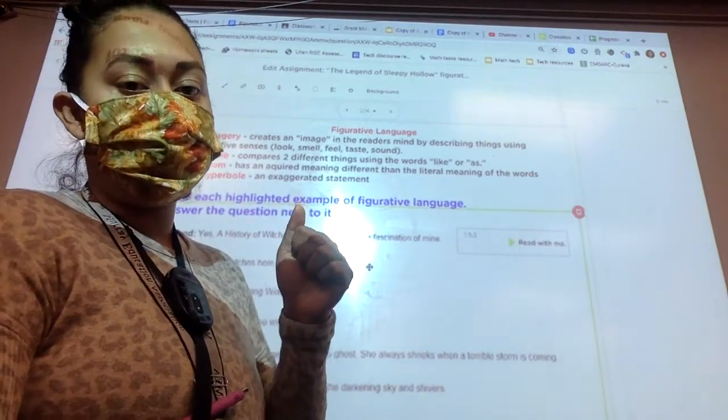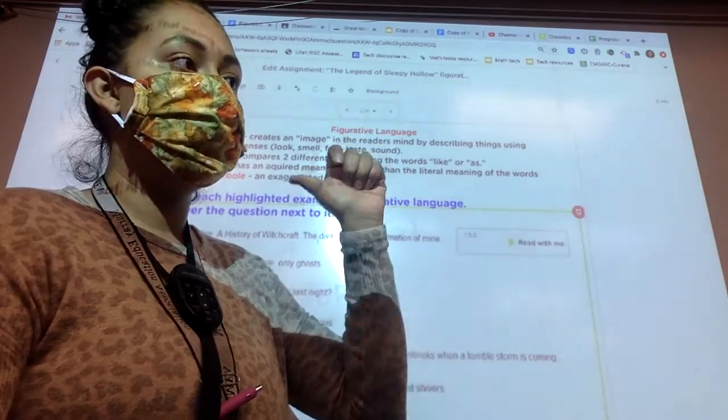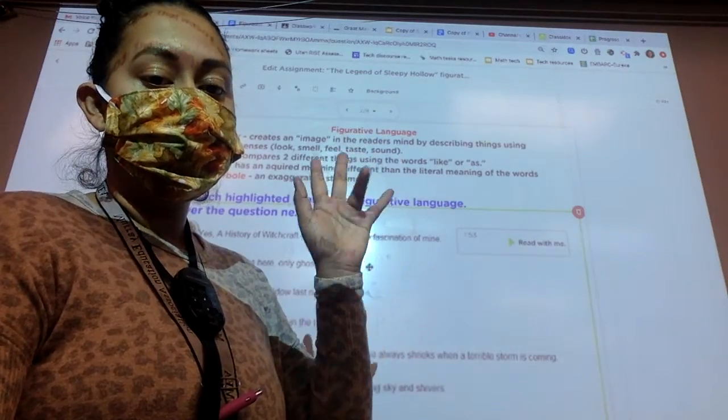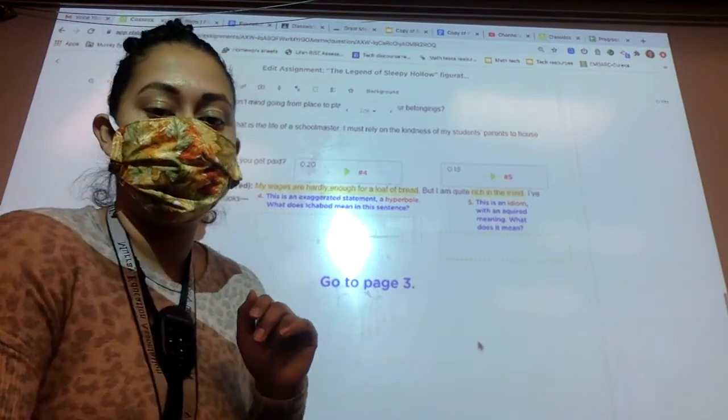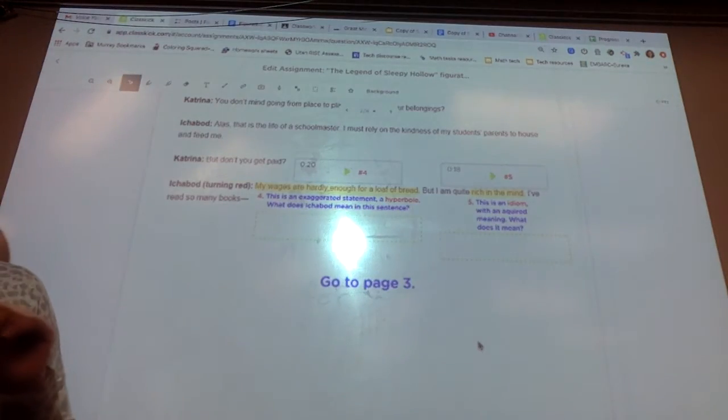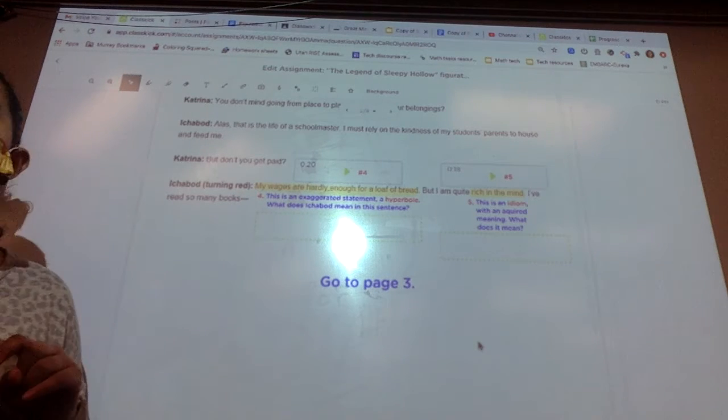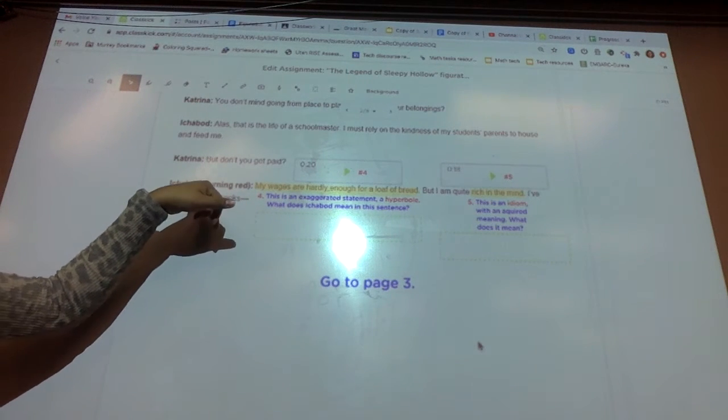So again, we're focusing on imagery, simile, idiom, or hyperbole. Find the highlighted part. Oh, there's only one on this page. Nice. No, two. Sorry, there are two on the same line. Okay, Ichabod, all the way at the bottom.